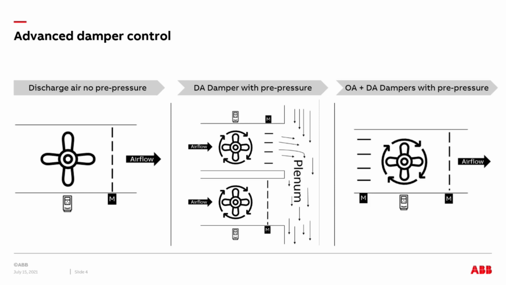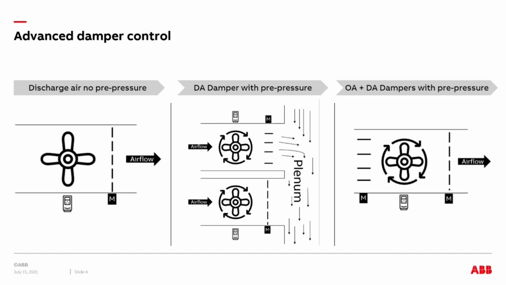Advanced damper control. I would like to introduce the 3 control schemes that are included with advanced damper control. First, we have discharge air damper with no pre-pressure. Second, we have discharge air damper with pre-pressure. And third, we have outside air damper plus discharge air damper with pre-pressure.